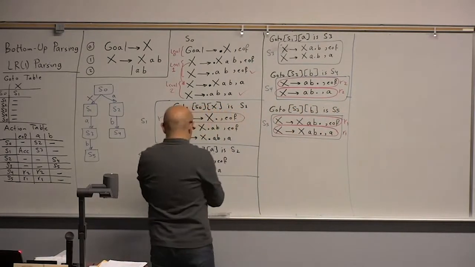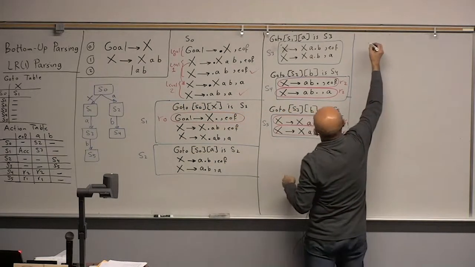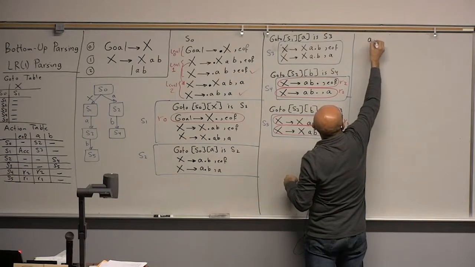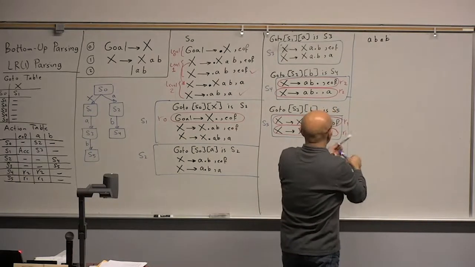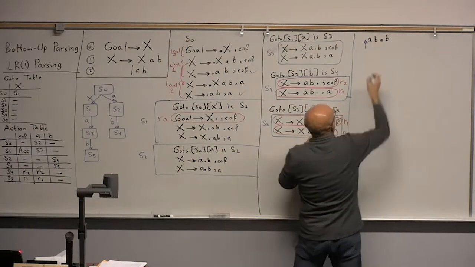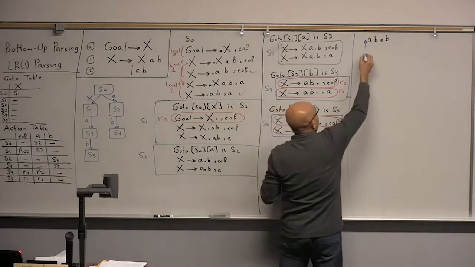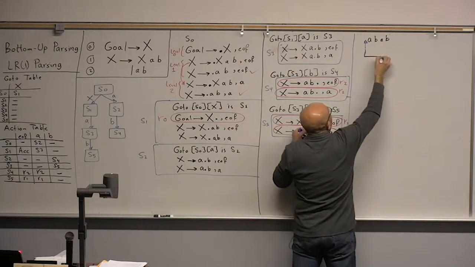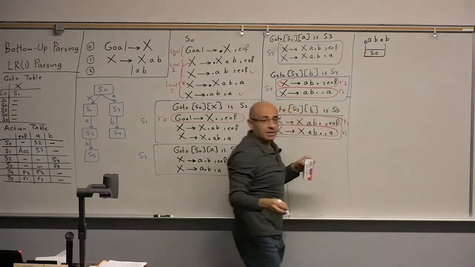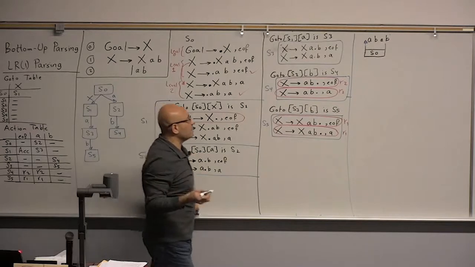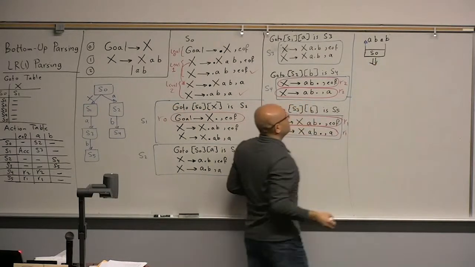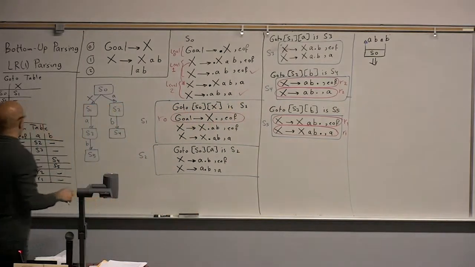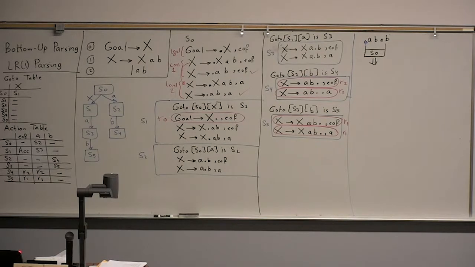Okay, so let's trace it now on a string to understand what's going on. Let's use the following string, AB, AB. And our look ahead is here. First we look at the stack. Initially it will have S0. We push the initial state on the stack. Then all of our decisions will be driven by the action table, which is going to tell us what to do next. So we are in S0 and our look ahead is an A. The action table tells us to shift and go to state 2.